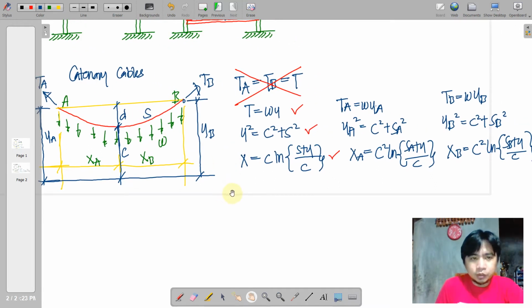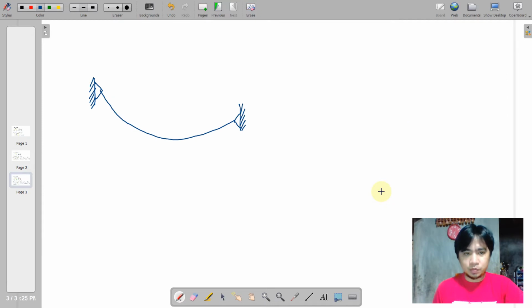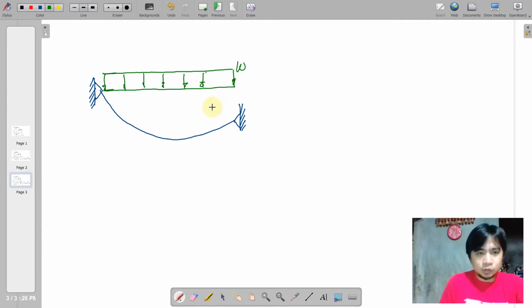So these are the concepts of catenary cables. So moving on to the parabolic curve. Basically, this will carry a distributed load. Say this is the distributed load in terms of W. And then the basic principle is that we are going to locate the lowest point of this cable.